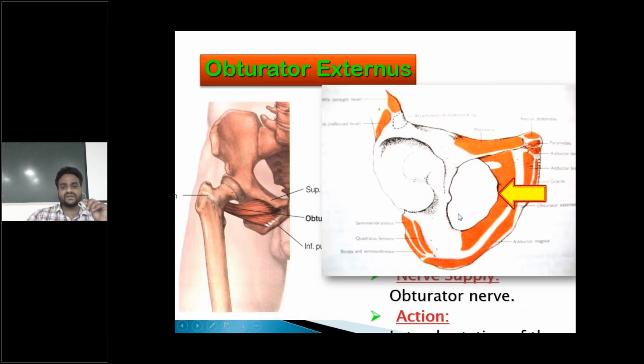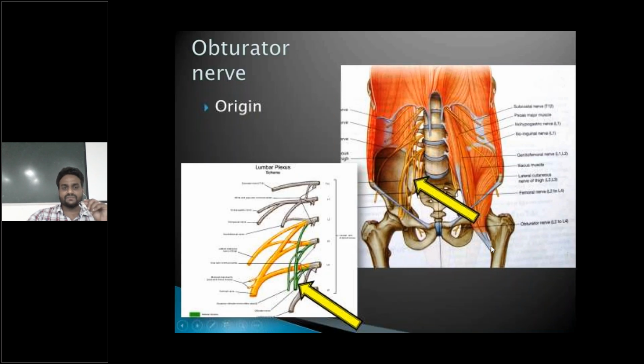So we completed the muscles of the medial compartment of the thigh. Once again, what are the muscles of the adductor compartment? 6 muscles: pectineus, gracilis, adductor longus, brevis, magnus, and obturator externus. So these are the muscles.